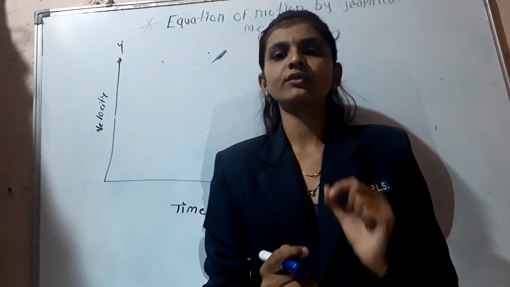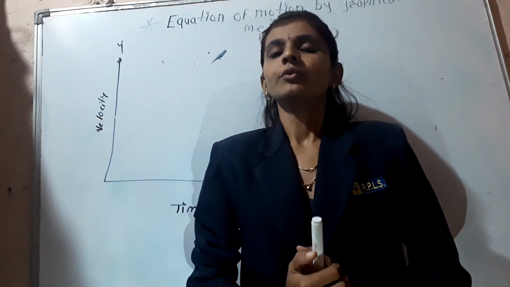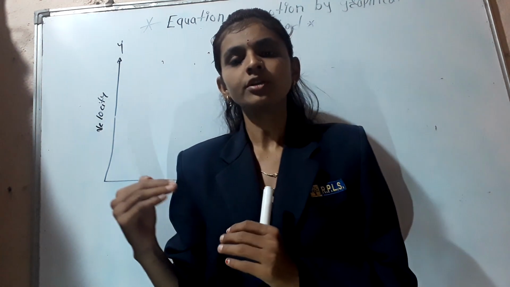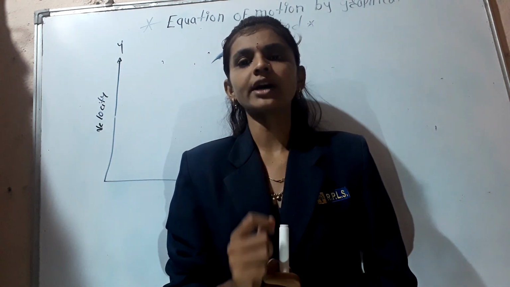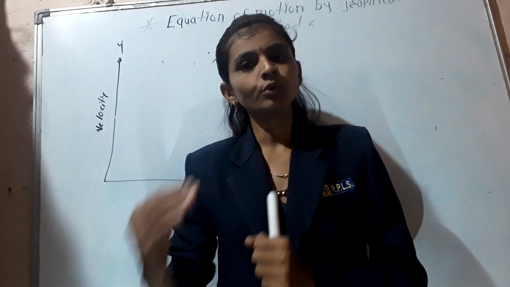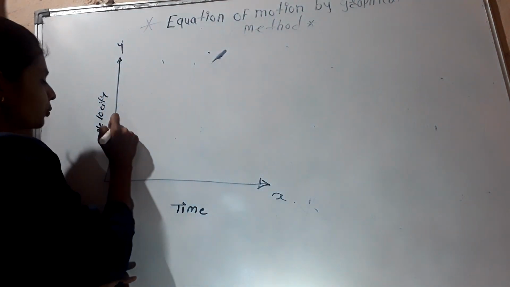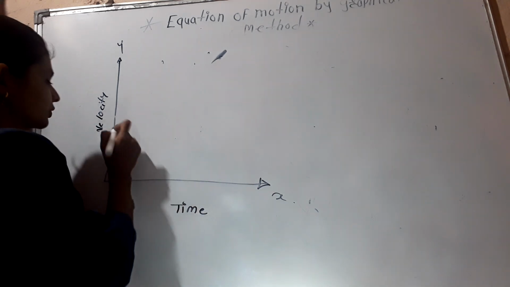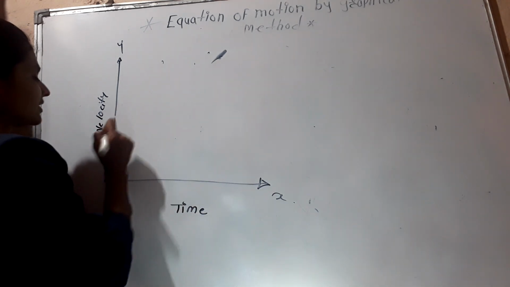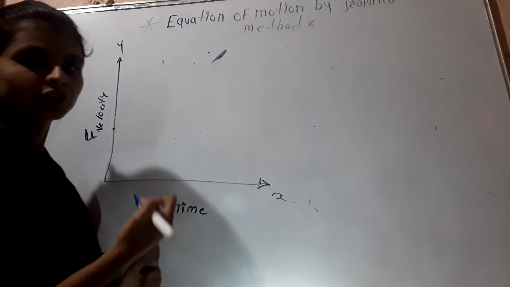What is meant by the initial velocity? Initial velocity means the point from where you start observing the motion of the object. It is the point from where we start to observe the movement of the object. So this point is known as the initial velocity, and initial velocity is always denoted by the letter u.